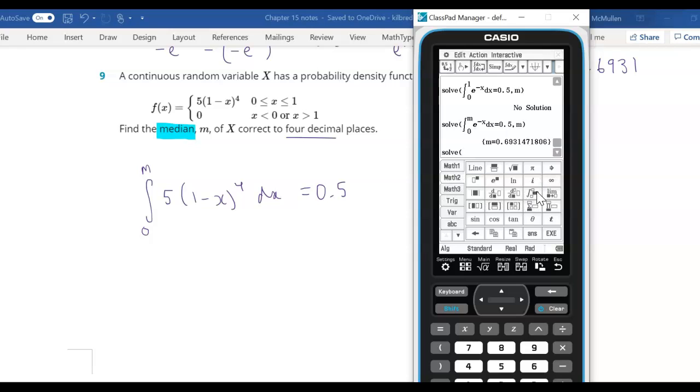Definite integral. Don't forget, we're going from 0 to m. Hopefully you saw me do that last time.